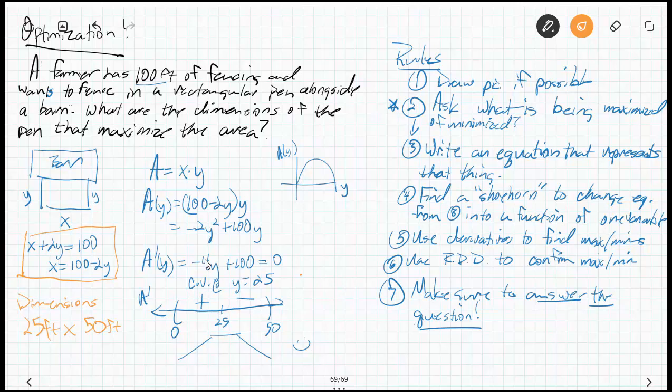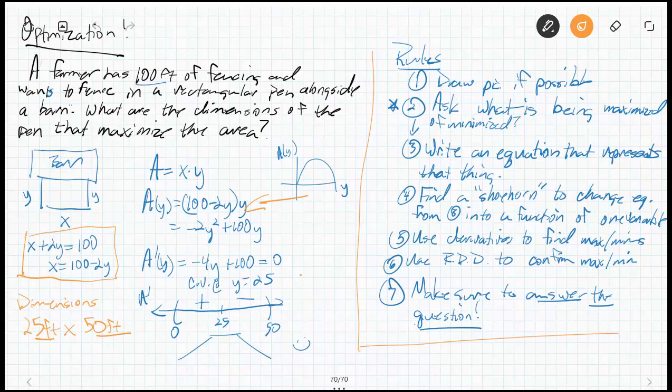Had the problem asked for area, then I could have gone about that in two ways. I could have either found the dimensions first and then just multiplied them, right? 25 by 50. Or I could have, remember, I solved for y. This function right here is the function that spits out areas. So I just take my 25, stick it in here, and I get the same thing. All right, cool. So this is your template that will get you where you need to be.